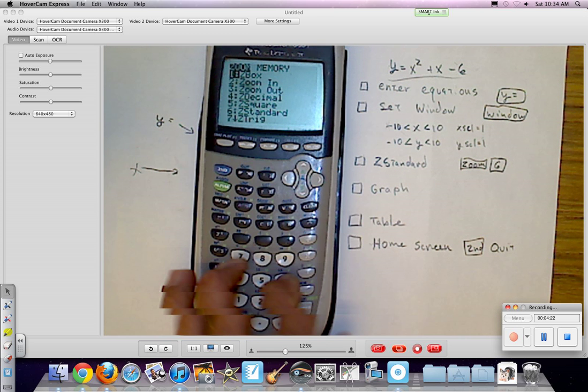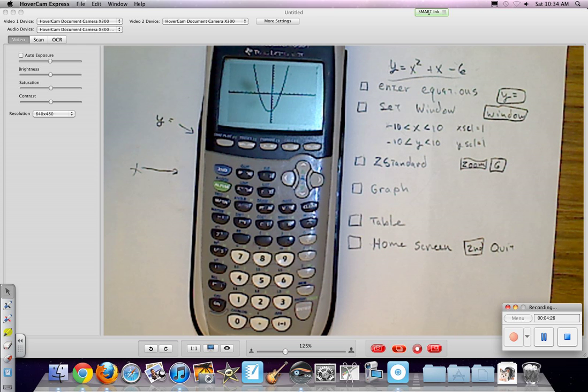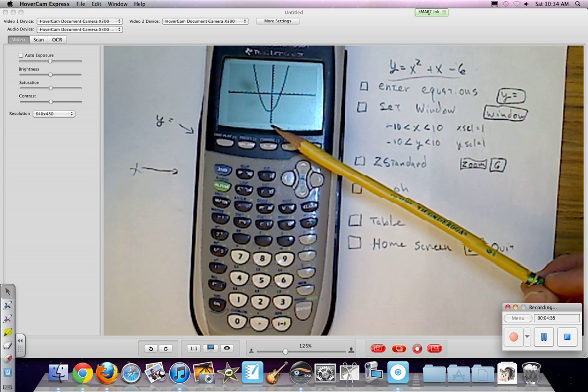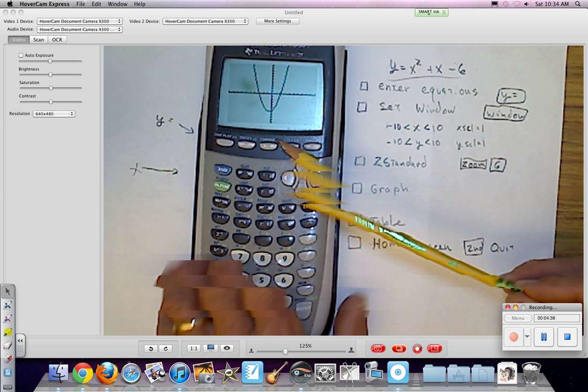So you can hit zoom standard, and now we get a graph, okay? Now, some interesting things about this graph. I can't quite see what's going on, so I'm going to turn my grid on. And you'll notice above the zoom key, it says format.